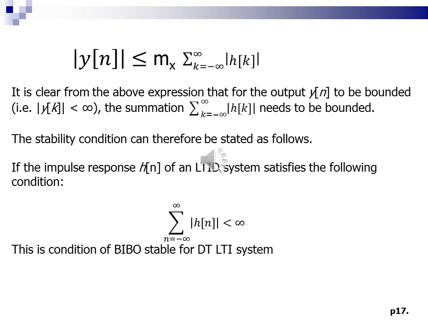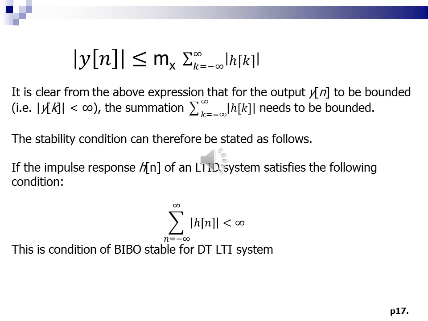That means output will be always bounded. So the statement is, it is clear from the above expression that for the output y of n to be bounded, the summation k goes from minus infinity to infinity, mod of h of k needs to be bounded.